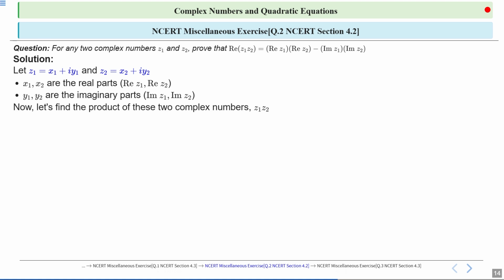Next, let's find the product of these two complex numbers Z1 and Z2. So we will multiply them out using the forms we have just defined. So this is the product of Z1 times Z2. So we know that if Z1 equals x1 plus iota times y1 and Z2 equals x2 plus iota times y2, then Z1 times Z2 equals x1 times x2 minus y1 times y2 plus iota times x1 times y2 plus y1 times x2.